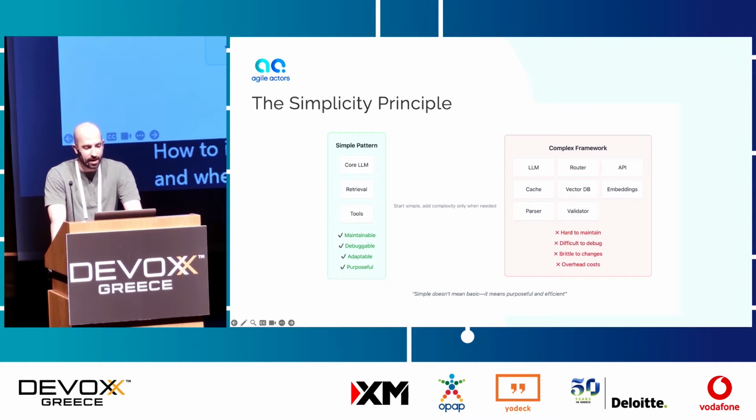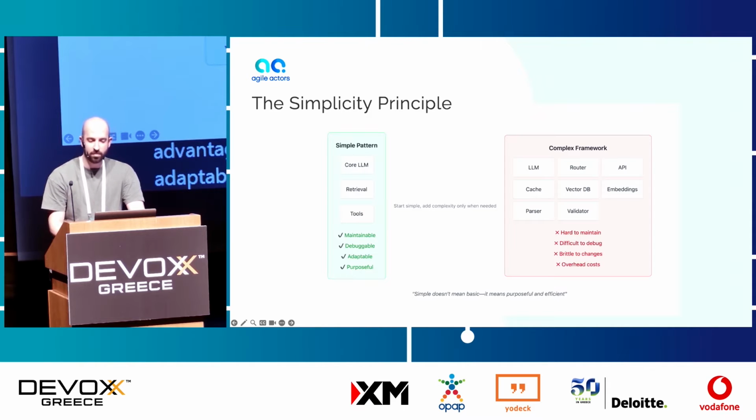So the core principle is surprisingly the most straightforward one. We must find, in every case, the simplest solution that solves our problem. On the left, we have a simple pattern with just three core components: a core LLM, a retrieval system, and some tool functionalities. In this streamlined approach, we get some key advantages for our apps. It's maintainable, it's debuggable, it's adaptable, and most of all, it's purposeful.